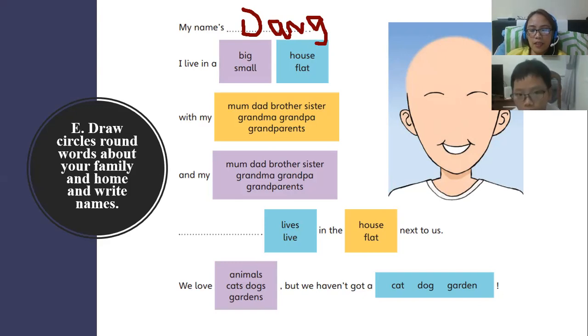Small. Encircle it, baby. Where do you live? Big or small, house or flat? Are you living in a big or small house, baby? Big. House or flat?